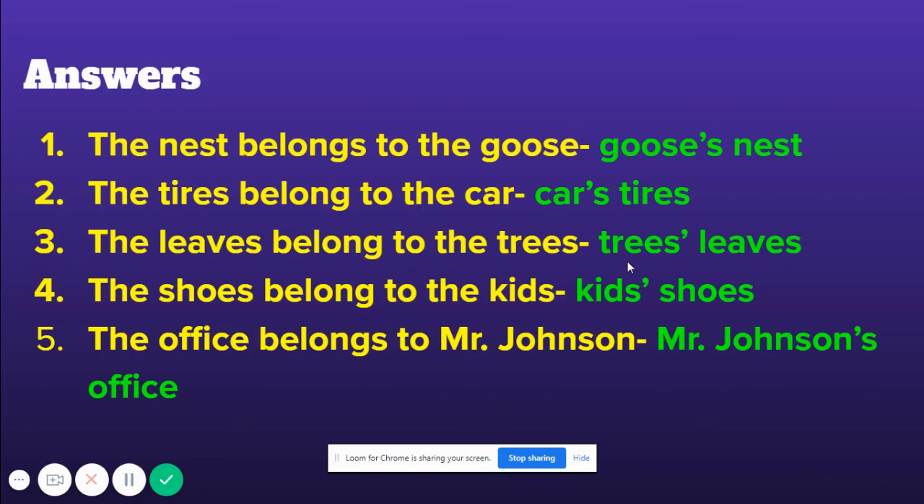Trees' leaves. See how I have an S already at the end because it's more than one tree? So all I did was add an apostrophe. Kids' shoes. It was more than one kid, so I just had to add an apostrophe at the end. Mr. Johnson's office. Just one Mr. Johnson, so I had to add an apostrophe S to the end.